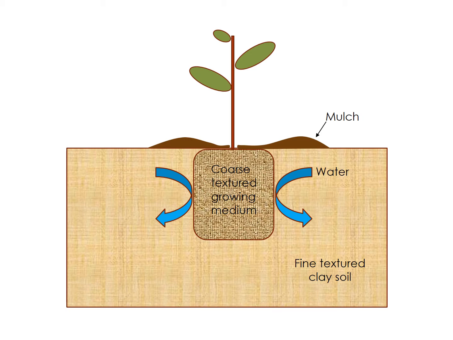So how to remedy a situation like this? Well, one solution is to not cover the top of the root ball with additional soil, and make sure that the mulch is pulled away from the trunk of the tree or the stems of the shrub. So when you water, the water can move directly into the growing medium that the plant was growing in. After the roots move out of the growing medium into the surrounding soil, then this isn't a problem anymore.